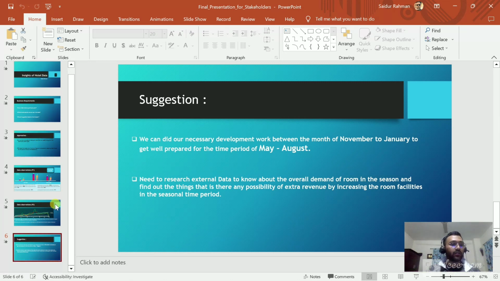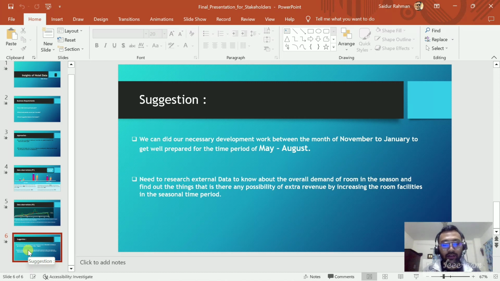There was another part for suggestions. Based on that seasonality, every hotel needs to do some basic work like cleaning and improving their services. So I suggest they do the necessary development work between November and January, when the amount of revenue and guests was at its lowest. I suggest they prepare and develop in that particular time.